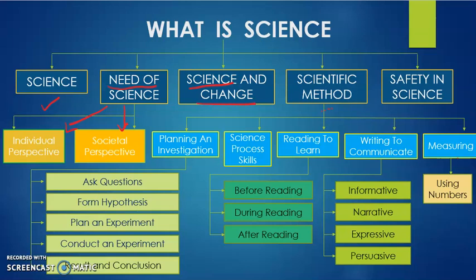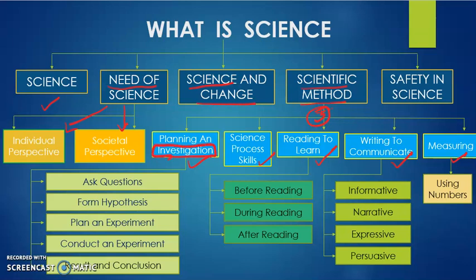And next, scientific methods. Scientific methods here are five types. First one, planning and investigation. Second one, science process skills. Third one, reading to learn. Fourth one, writing to communicate. And fifth one, measuring. In planning and investigation, I have already given you the meaning of investigation.